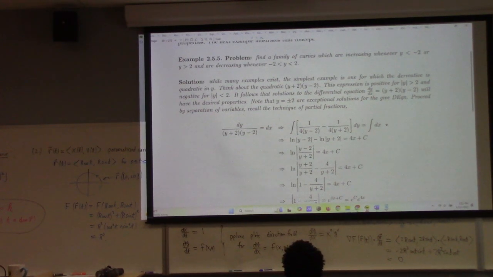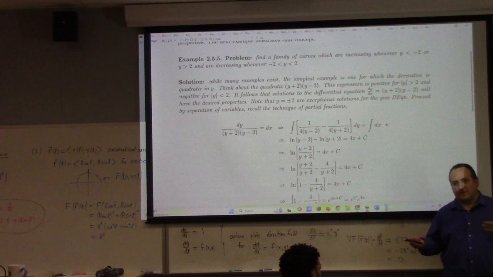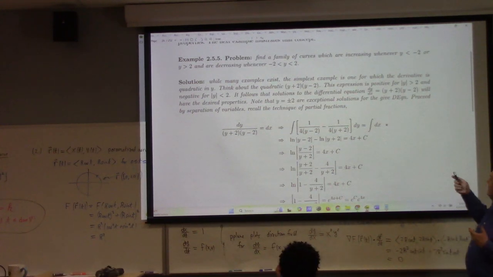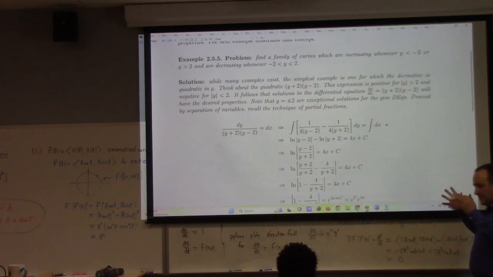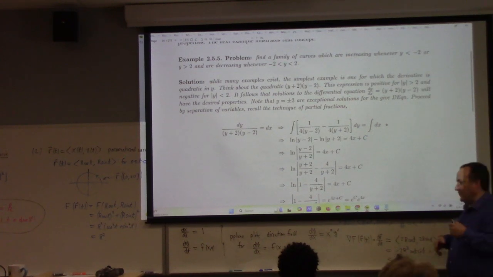So one way we can do that is we can build a differential equation which has this behavior. What does it take for a function to be increasing? It needs a derivative which is positive, right? What does it take for a function to be decreasing? You need a negative derivative. Which function behaves as I want here, so that it's positive for y less than minus 2, positive for y greater than 2, and negative in between? That makes me think of a parabola. That's how a parabola behaves, right?